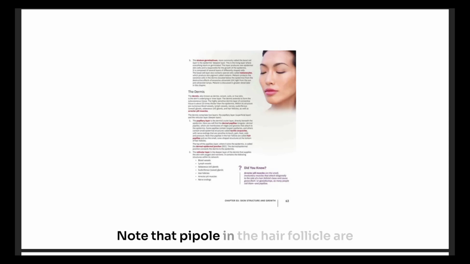Note that papillae in the hair follicle are called hair papillae and are the small cone-shaped structures at the bottom of hair follicles. The top of the papillary layer, where it joins the epidermis, is called the dermal epidermal junction, or DEJ. The dermal epidermal junction connects the dermis to the epidermis.